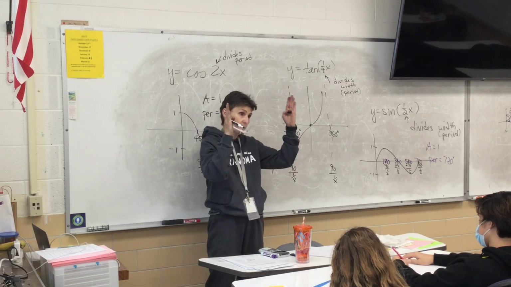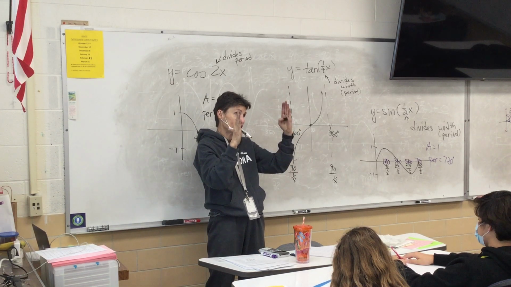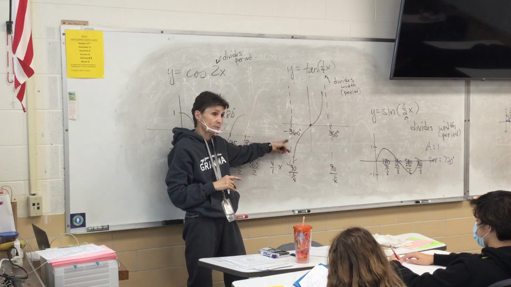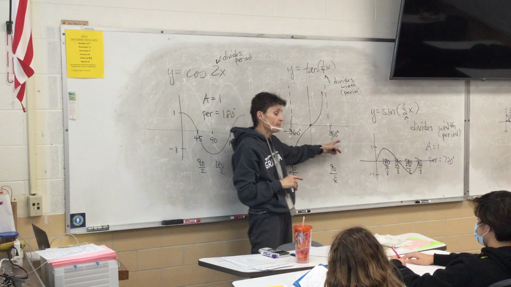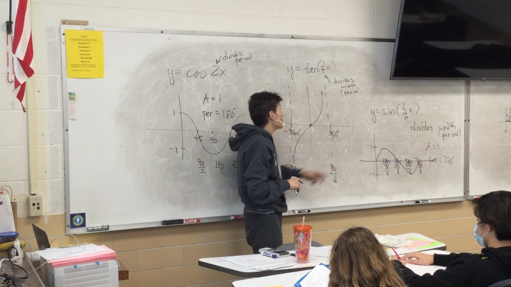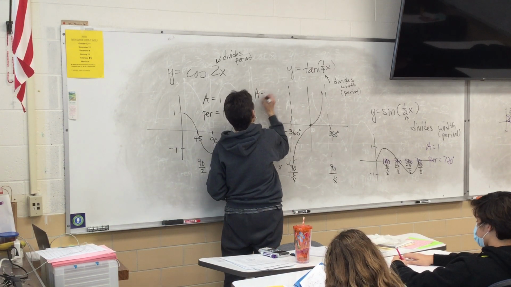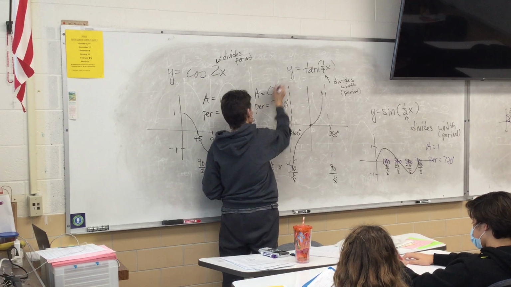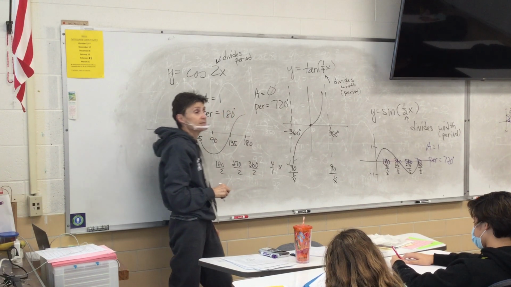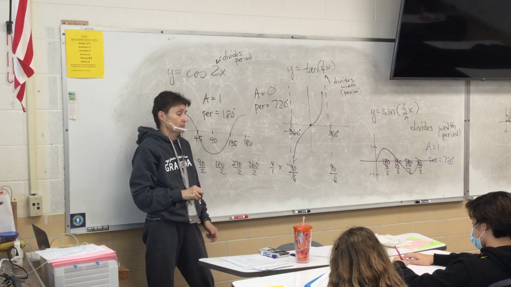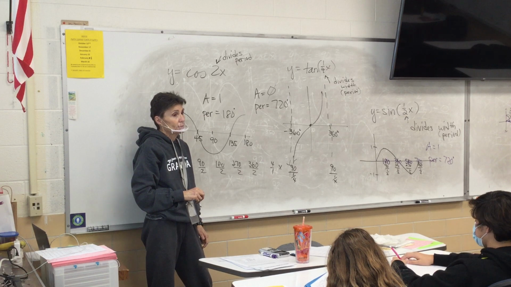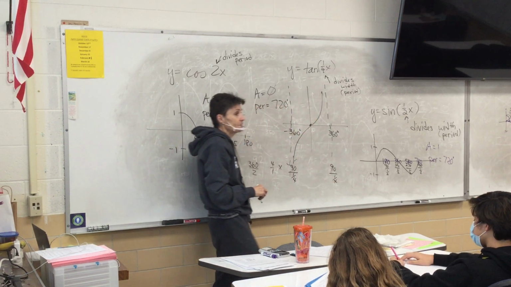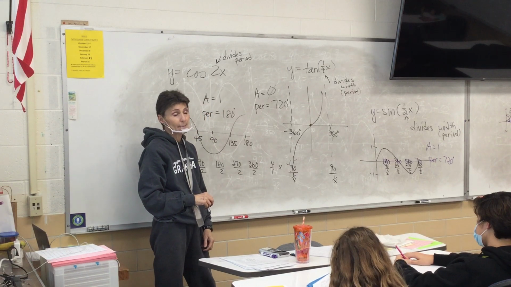Your period is start to finish, so be careful. This one starts at negative 360 and stops at positive 360. So what's its period? 720. Very good. There is no amplitude. Tangents never have amplitude, ever. But from negative 360 to positive 360 is a total of 720, isn't it?